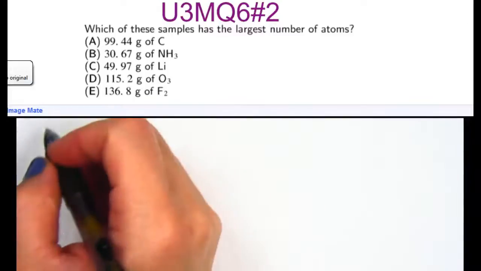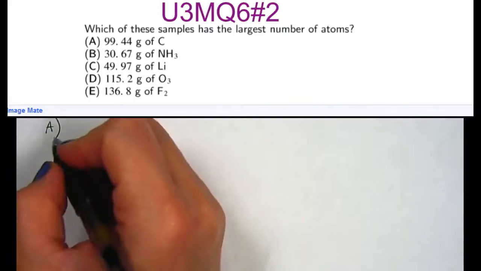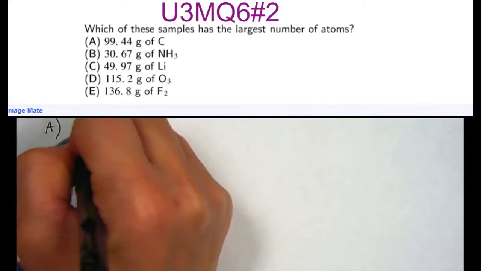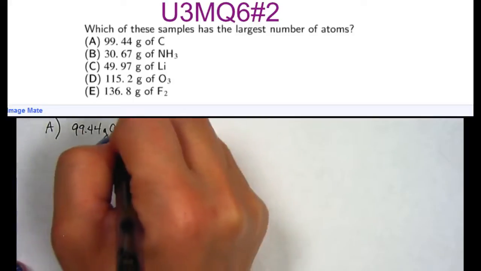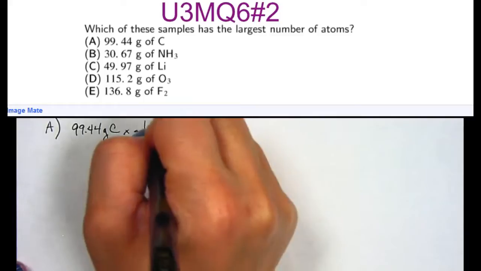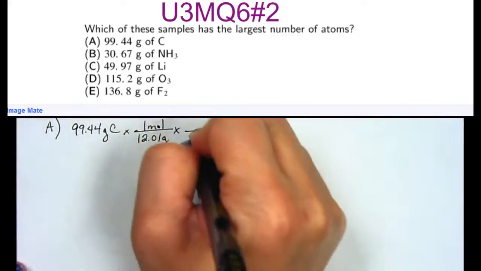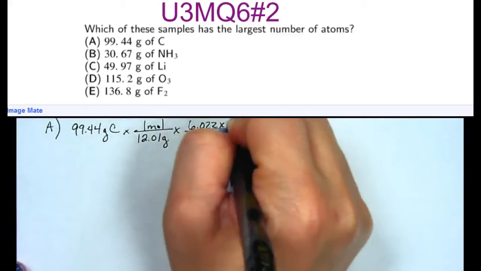Which of these samples has the largest number of atoms? So let's look at letter A first. There are 99.44 grams of carbon, and 12.01 grams of carbon is equal to 1 mole. And in 1 mole of carbon, there are Avogadro's number of atoms.